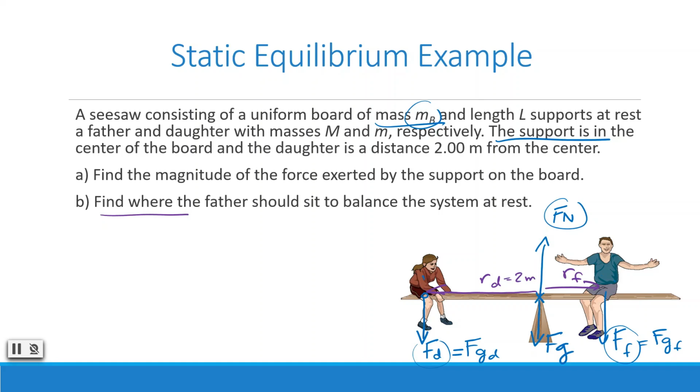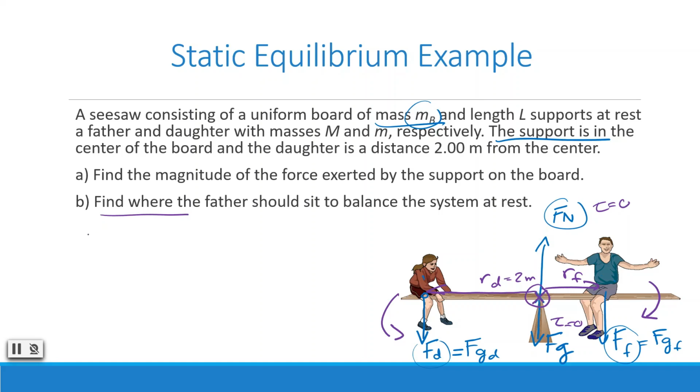I'm going to choose an axis of rotation. I can technically pick anywhere along the board as my axis of rotation for analyzing torque, but it makes more sense to put it where I have unknown forces or where I've got a lot of forces, so that I don't have those forces create torque. So if I put my axis of rotation where the fulcrum is, then the normal force exerts no torque. The gravitational force exerts no torque. Therefore, I have a torque being caused by the daughter trying to cause a counterclockwise rotation, and a torque by the father trying to cause a clockwise rotation.